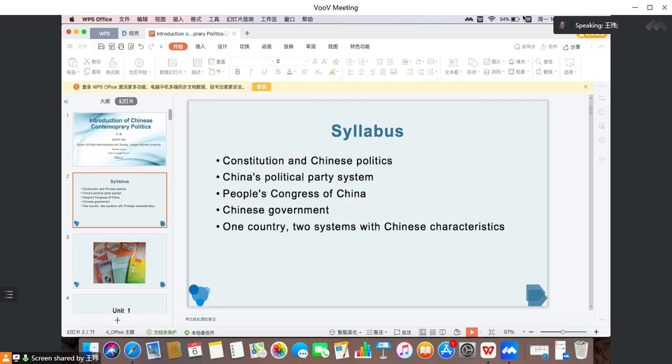And one country, two systems with Chinese characteristics refers to two special regions. One is Hong Kong and the other is Macau, right? They are implementing the capitalist system. But we also have to emphasize that these two regions are part of our motherland, China. So they have to obey the rules of the constitution, and they have to obey the leadership of the National People's Congress.